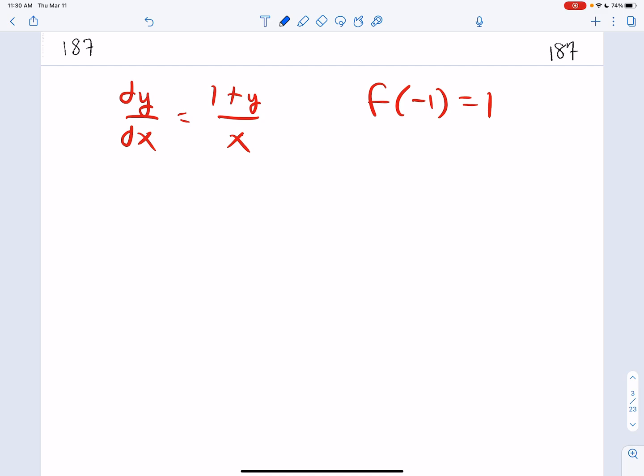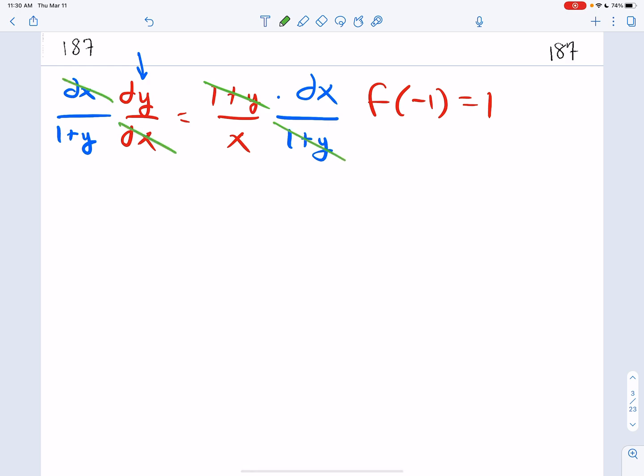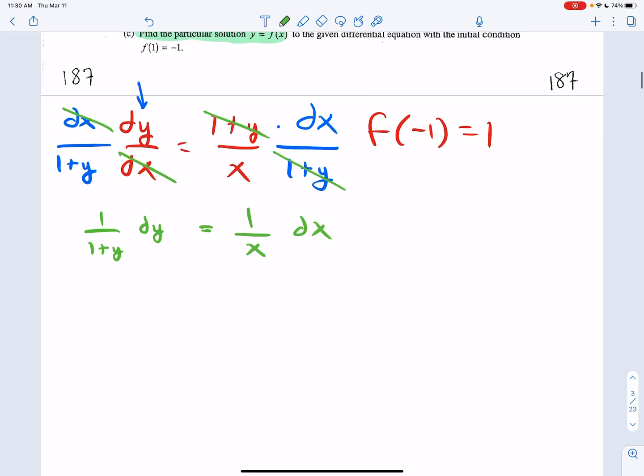But here we go. First, we separate. So I know that because y's are on top here, I want to keep them on the left. So that means I would have to divide 1 plus y to the left side. And that means I would have to multiply by dx to the other side to move the x's to the right. That'll cause my 1 plus y to cancel out and my dx's to cancel out. I'm going to end up getting 1 over 1 plus y dy equals 1 over x. Notice how x is still down below dx. Okay, so remember sci-fi, right?